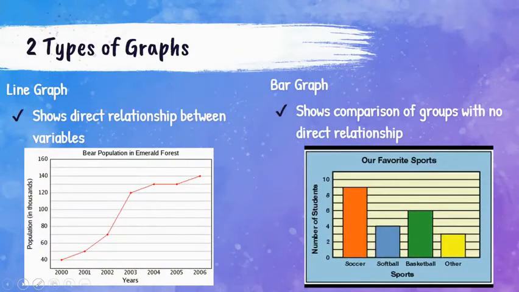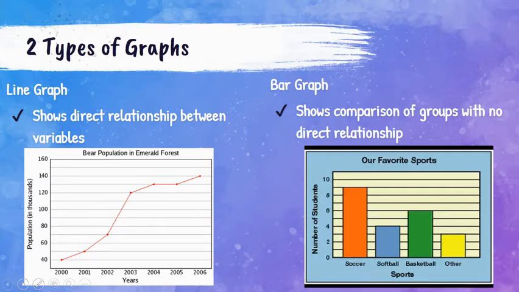So first off, two types of graphs that we typically use in science are either going to be line graphs and bar graphs. A line graph is going to be showing a direct relationship between your two variables. So we're going to look at how one variable affects the other variable. If one variable increases, does the other increase? If one variable increases, does the other decrease? How are they related to each other, and how do they affect each other's outcomes? So that would be a line graph.